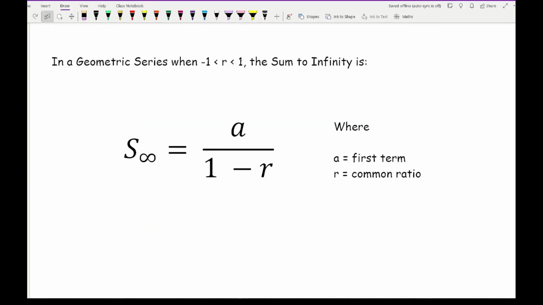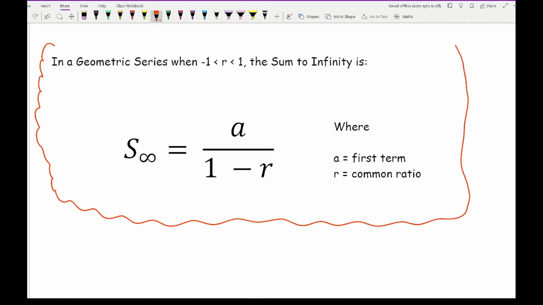So here is the formula for us to put into our notes. In a geometric series, when r is between -1 and 1, it is possible for you to work out the sum to infinity, which is the sum of all the terms in a particular sequence. And this formula is given to you in your formula book, so it's not one you have to remember, but certainly one you do need to learn how to use.